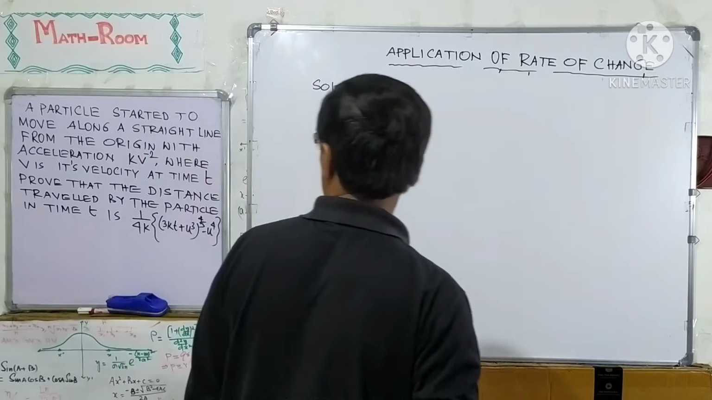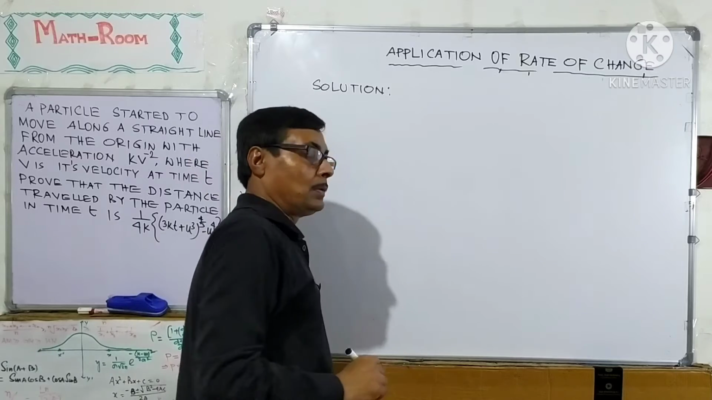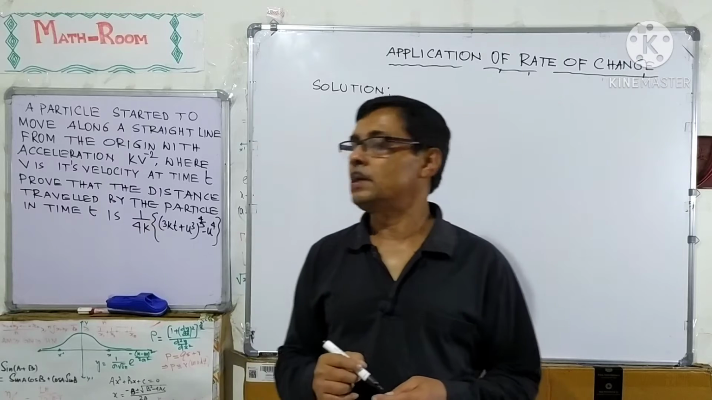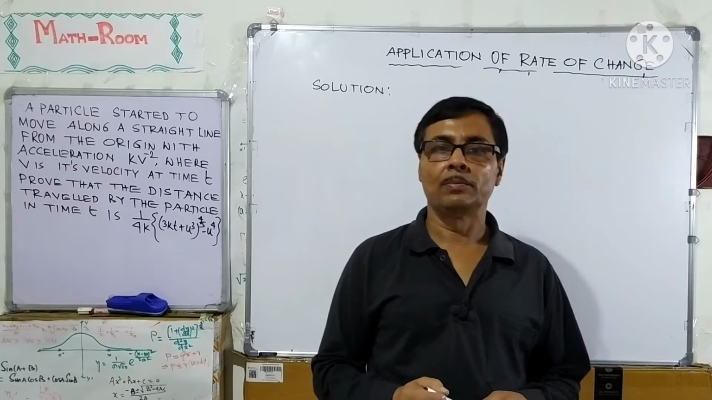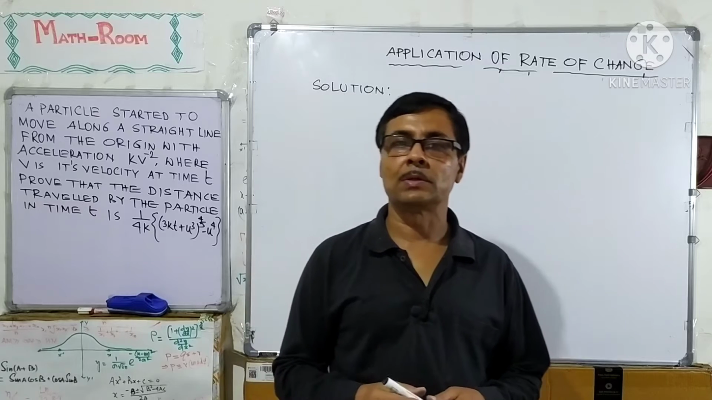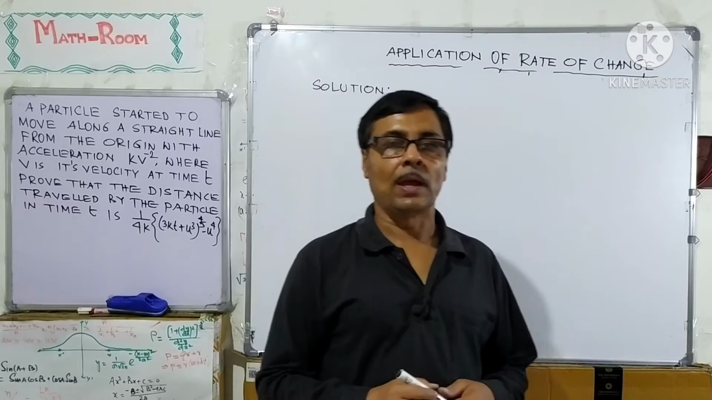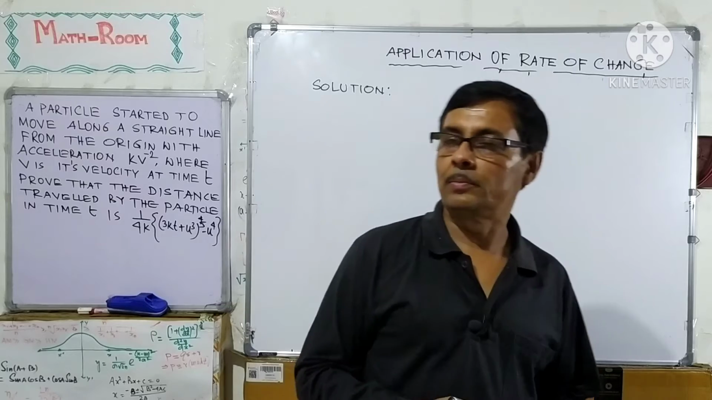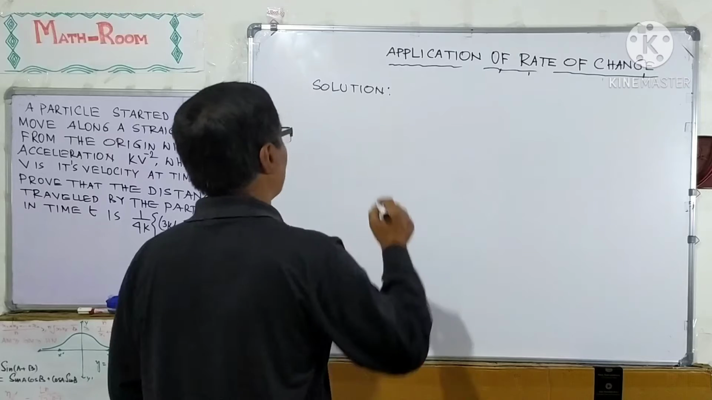Here the acceleration is given as k v to the power minus 2. And what is the acceleration of a particle? The acceleration of a particle is the rate of change in its velocity with respect to time t. If v is the velocity at time t, then acceleration is dv dt.